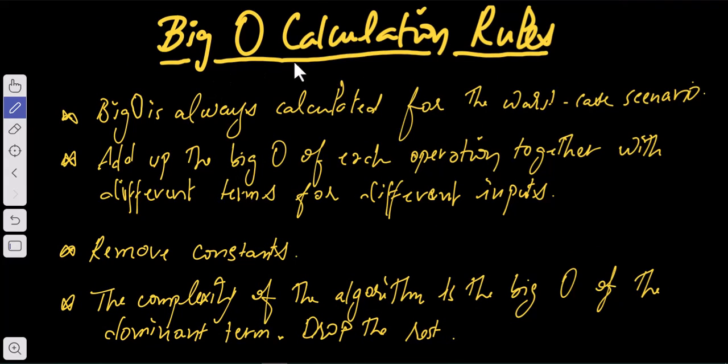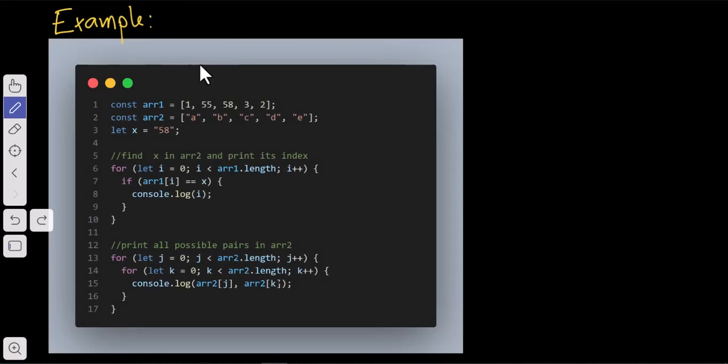There are some rules we need to follow in order to calculate big O. The first rule says that big O is always calculated for the worst case scenario. And the second rule says that we should add up the big O of each operation together with different terms for different inputs. And the third rule says that we should remove constants. And finally, to find the complexity of the algorithm, we should keep the big O of the dominant term and drop the rest. So to understand big O calculation rules, let's have the following example.